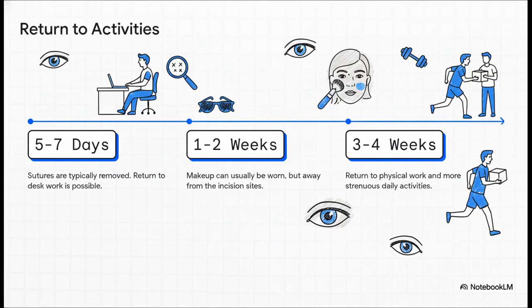So when can you get back to normal? Well, it's a gradual process. Most people with a desk job can head back to work in about a week, right around the time the sutures come out. But you'll have to wait a little longer, probably 3 to 4 weeks, before you're cleared for more intense physical activity. You really have to give your body time to do its thing.